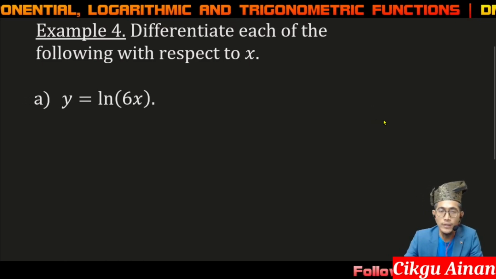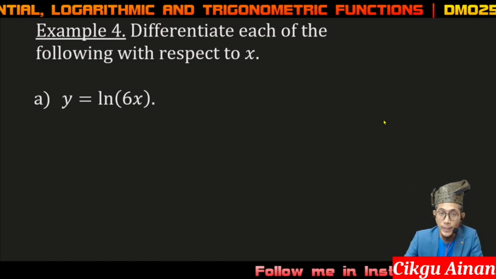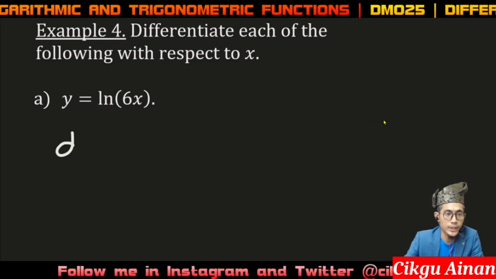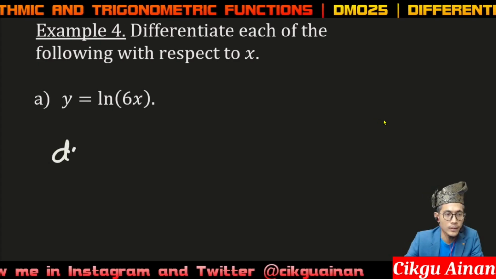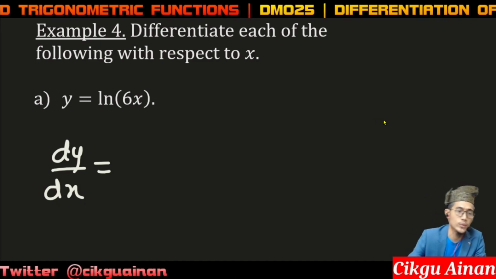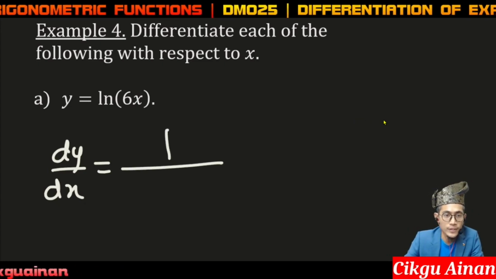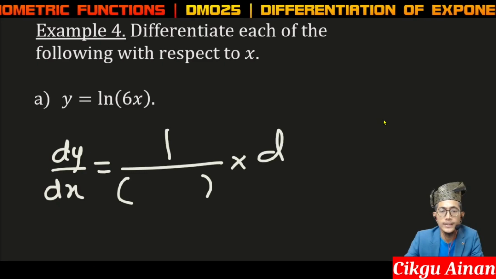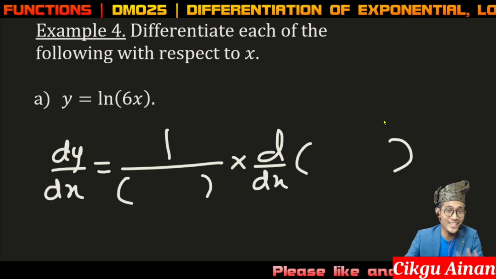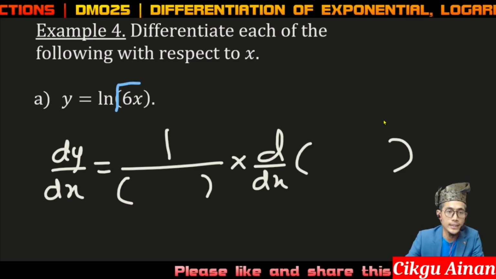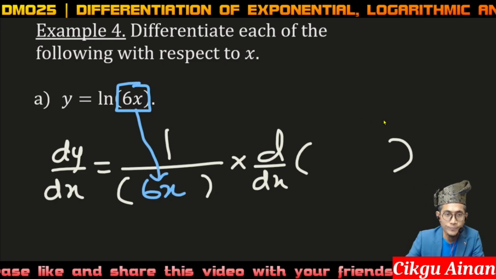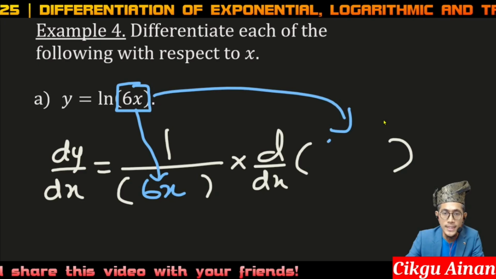To differentiate a logarithmic function, you have to bear in mind the technique. The differentiation of y with respect to x, dy/dx, is 1 over the bracket, multiplied by the differentiation of the bracket. Now in this case, where is the bracket? The bracket is 6x, so we copy 6x over here and over here.